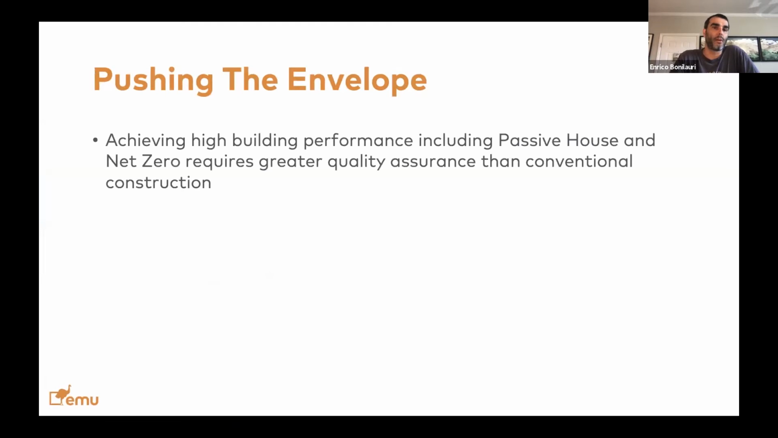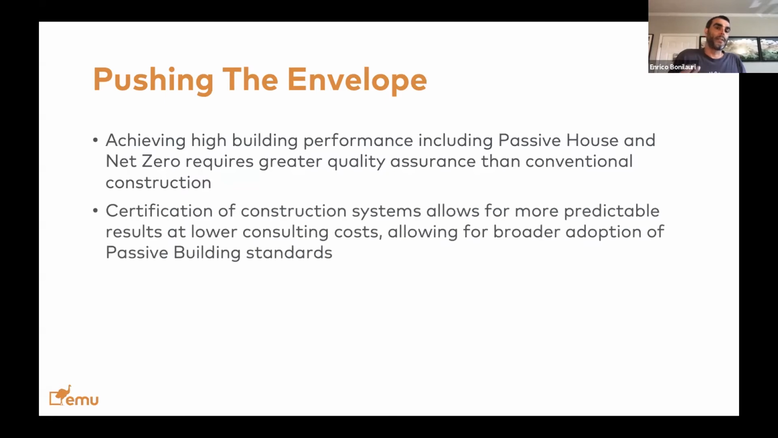Pushing the envelope. Passive House is a streamlined path to achieving net zero. And in doing so, it requires greater quality assurance than conventional construction, because the closer we get to zero, the more everything matters as far as performance and durability. And the certification of construction systems allows for more predictable results and dilutes the consulting fees, compared to a traditional approach to Passive House, where all of that modeling is executed and charged to the individual project.